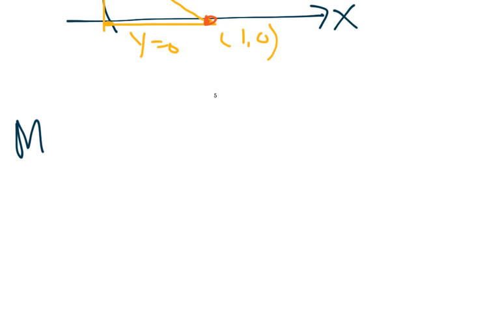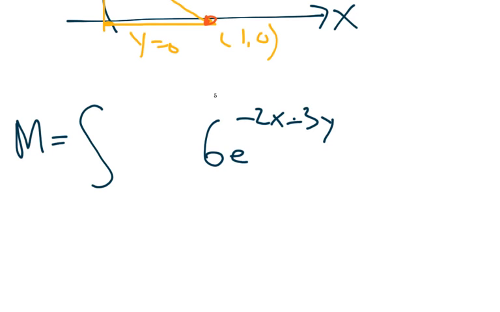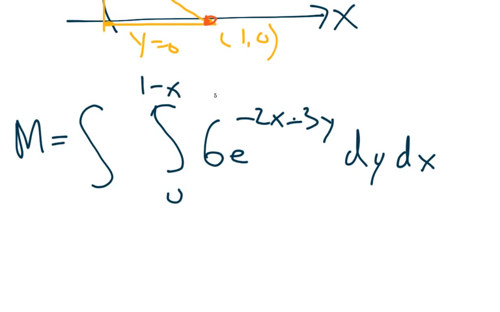So really, our mass is given by, we can integrate this either way. I know there's always a question about which way we integrate it. I'm going to integrate with respect to y first. So I'm going to write this as 6 e to the minus 2x minus 3y. I'm going to do dy and then dx. So my inner integral is going to be from 0 to 1 minus x, and my outer integral is going to be from 0 to 1.